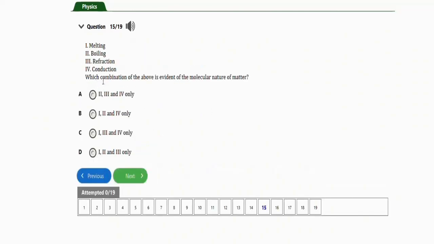It says which combination of the above is evident of the molecular nature of matter. So guys, the correct option for this question will be option B, which is I and IV. Melting, boiling, and conduction and refraction is not an evidence of the molecular nature of matter. Alright, so let's go to the next question, which is this one.